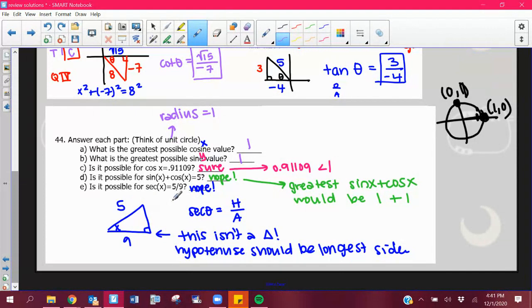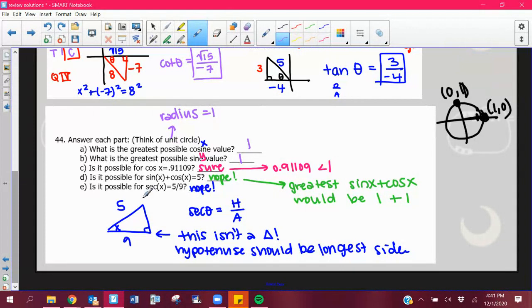Your hypotenuse should always be the longest side. So no, you can't have a secant value that's technically less than 1, or a cosecant value, because we're looking at the ratio of a hypotenuse to a leg, and we know that the hypotenuse is always the biggest side. Okay, I hope that helped.